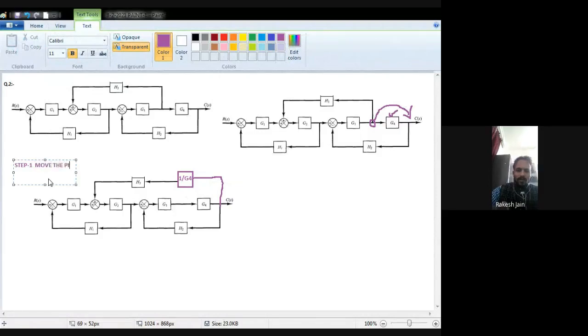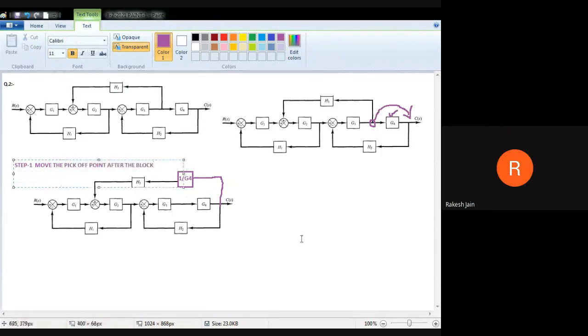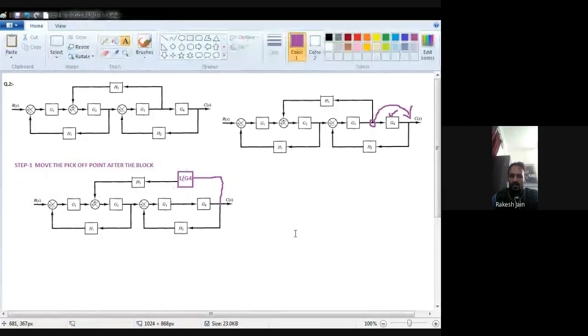So I write down here as step first: move the pick off point after the block, and this is the diagram of that step number first.